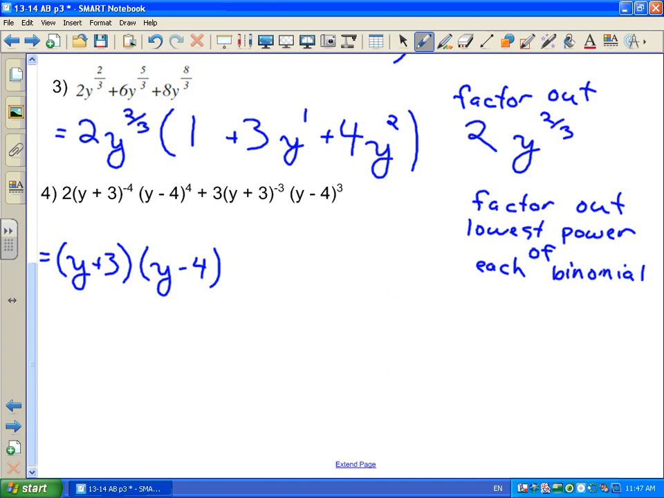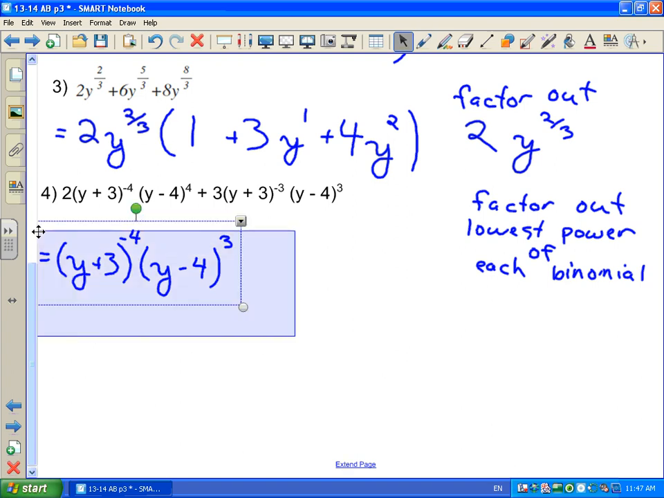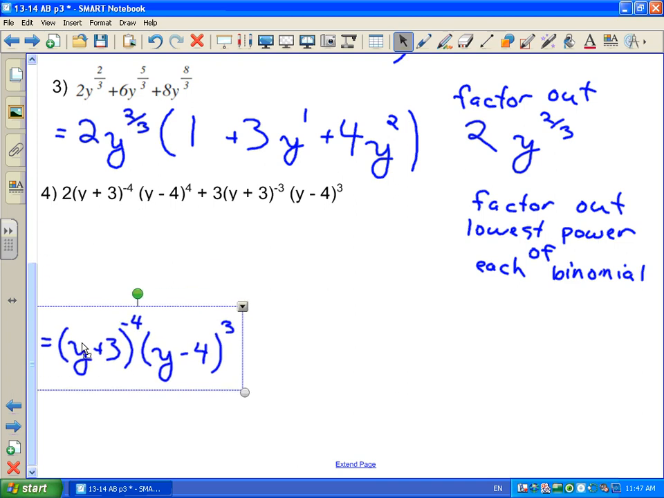What power of y plus 3 are we going to factor out? Well, we look for the lowest power. Let's see, we've got a -4 and a -3, so we'll factor out a -4. And then when we look at y minus 4, we have the option of factoring out 4 or 3. We factor out the lowest power. Okay? So that's what we're going to take out. Now, this tends to be long, so I'm going to move this down a little bit here to give myself a little bit more room. Okay? So this is what I'm factoring out.